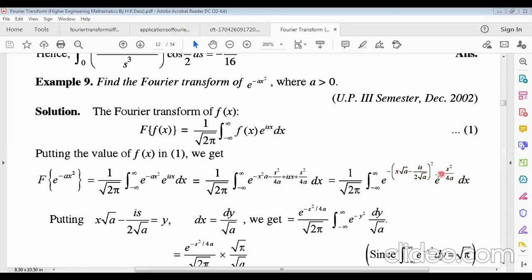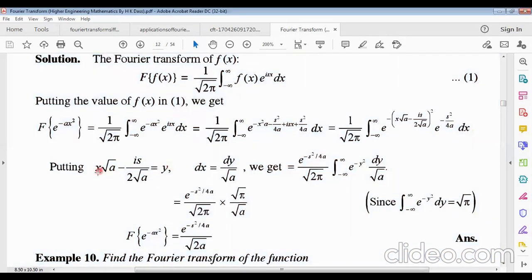Now there are two parts of exponential function. Now putting x root a minus is by 2 root a equals to y. dx what will be? Just taking differentiation of both sides. dx equals to dy by root a, because these are constants. Constant in differentiation what? 0. This whole differentiation what will be? 0. So dx what will be? Root a dx equals dy, so dx equals to dy by root a.